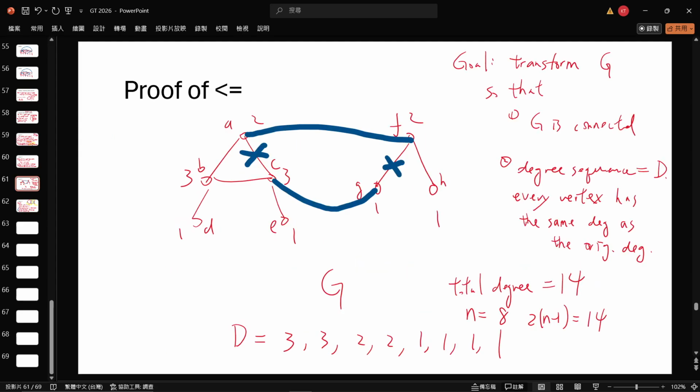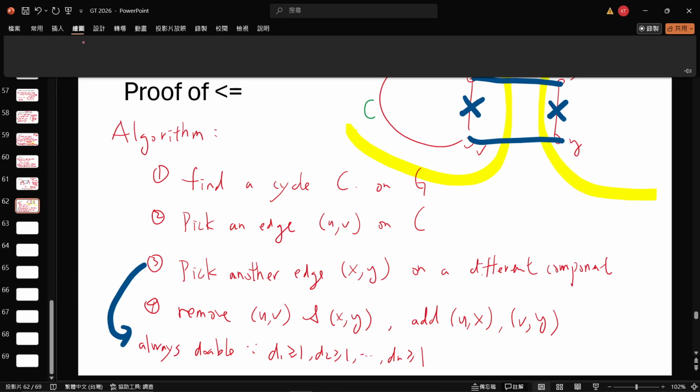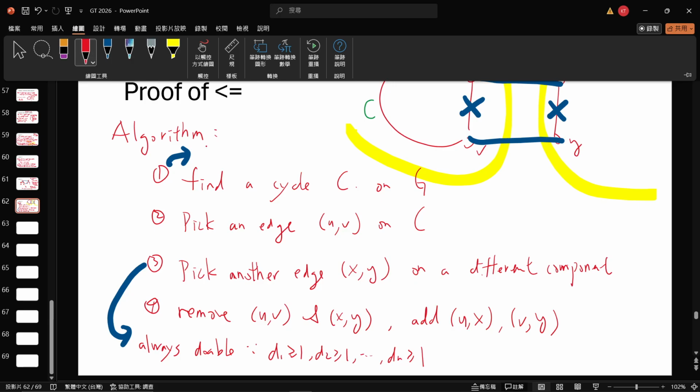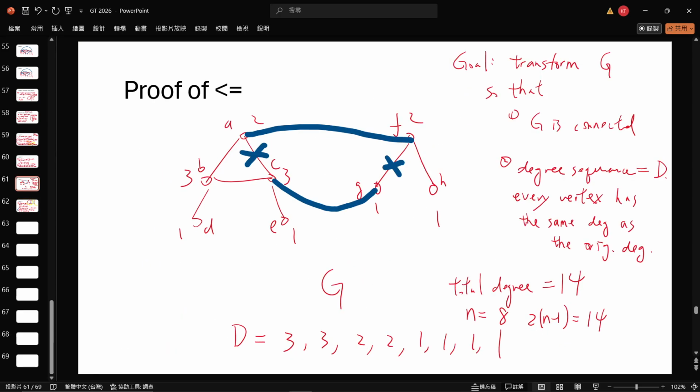But we need to prove this. But the result is that this is always doable because the total degree is at least 2 times n minus 1. So we're going to prove this, but this is the high-level picture of the proof.